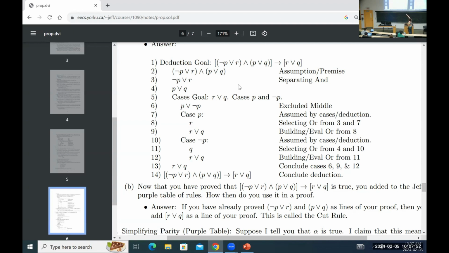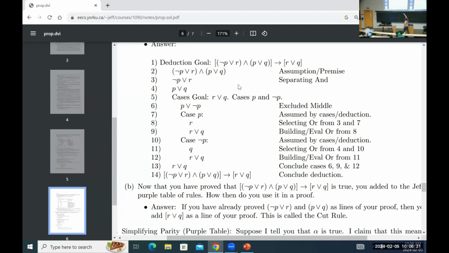So we know the structure. We're going to use deduction. What is our goal? And so we state what we're trying to prove by deduction. That's line 1. And then line 2 assumes what's on the left-hand side. Because if what's on the left-hand side is false, then the implies is automatically true. So we're going to handle the case where what's on the left is true. So here we're assuming it's true.